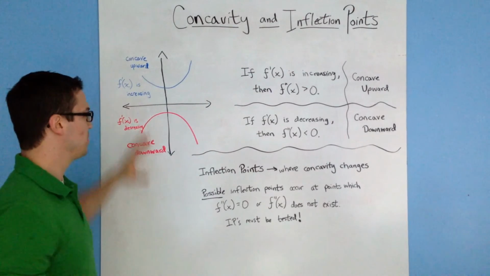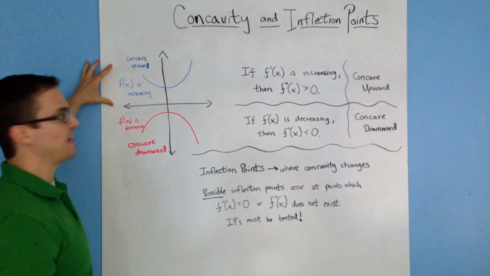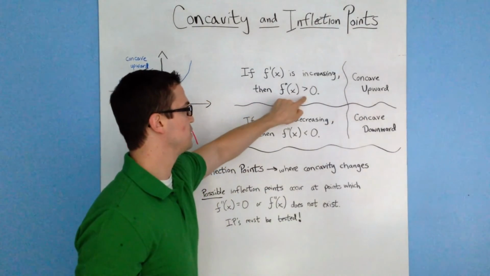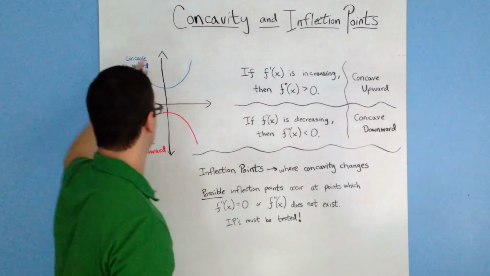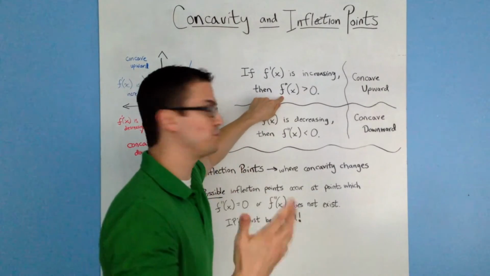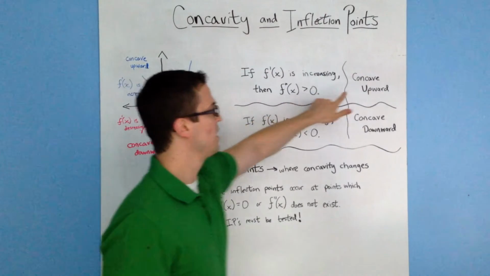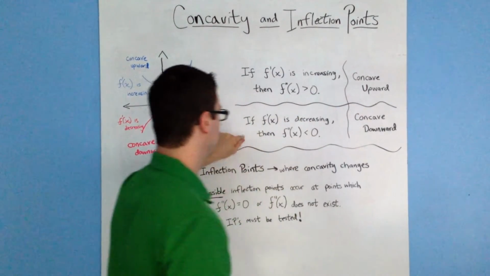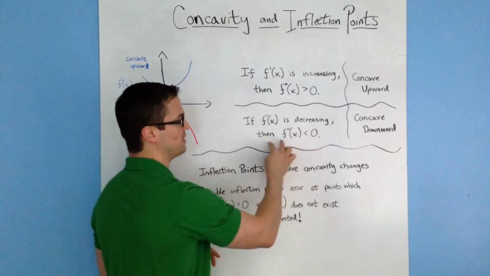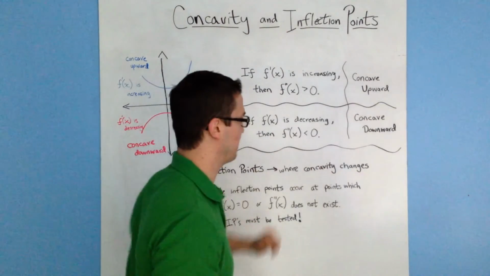Now, an important principle of this is that if f prime of x is increasing, as it is with this concave upward, then f double prime, or the second derivative of the function, is greater than 0, because the change is constantly increasing. That means the derivative, which represents the rate of change, is increasing, so its rate is positive, greater than 0. That's concave upward. The opposite is true for concave downward. If the derivative is decreasing, that means the f double prime, the second derivative, is negative, and that would be concave downward.